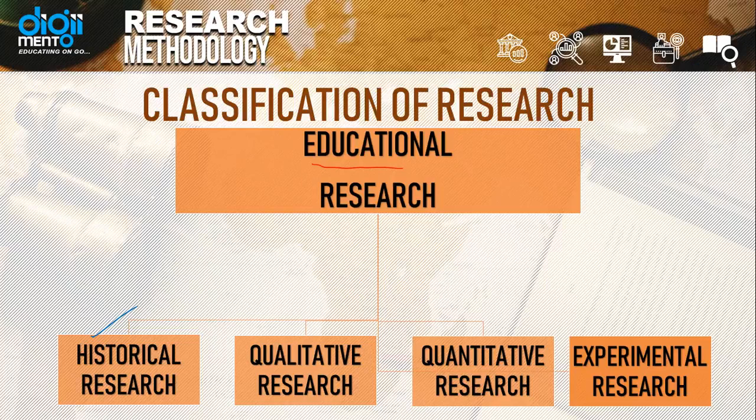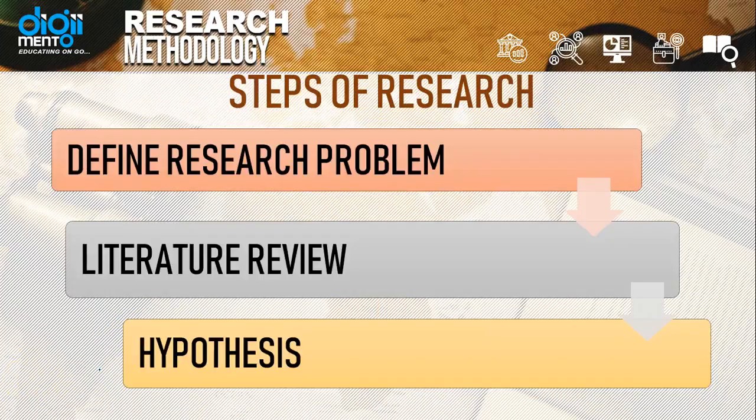Okay, now the next one is experimental research. This is very simple. It describes what will happen in the future if certain variables are carefully controlled and manipulated. So that's it. Okay, so the next is steps of research. These are all the steps you go through in the entire research process, the entire research journey.